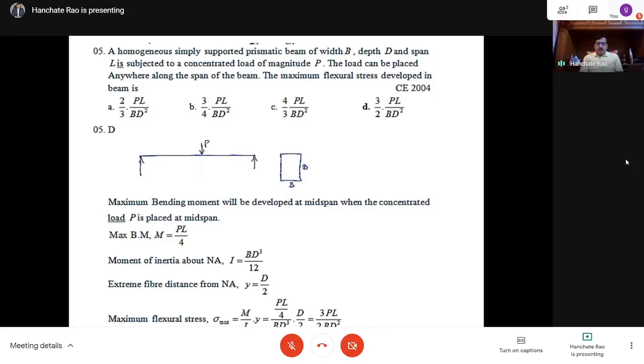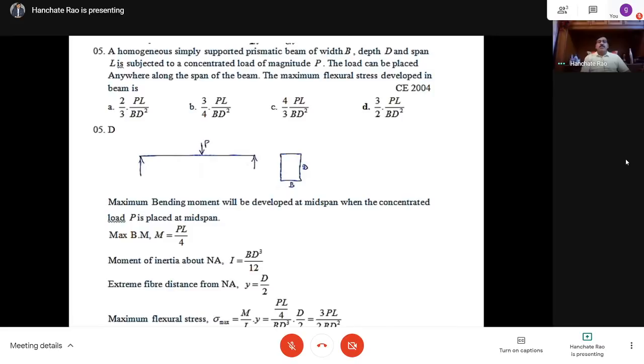He is saying that the load can be placed anywhere along the span of the beam. It may be at x equal to 0, or at the midpoint, x equal to L by 2, or at the other support. Now what is the maximum flexural stress developed in the beam? He is asking us to find the maximum flexural stress.